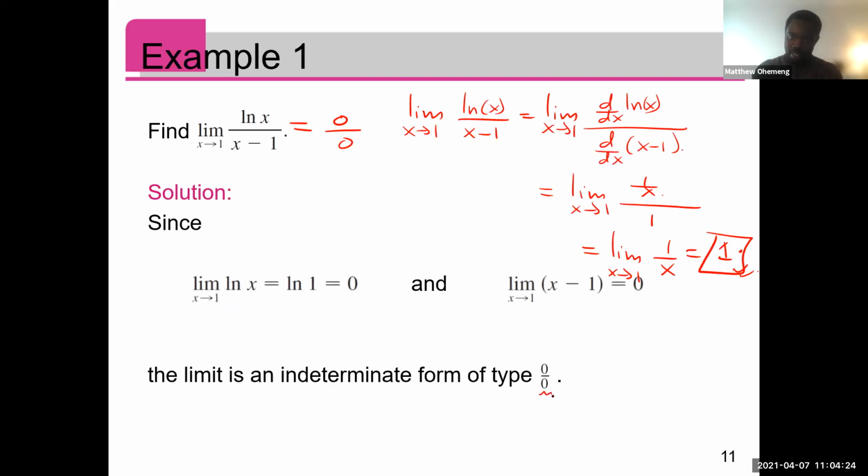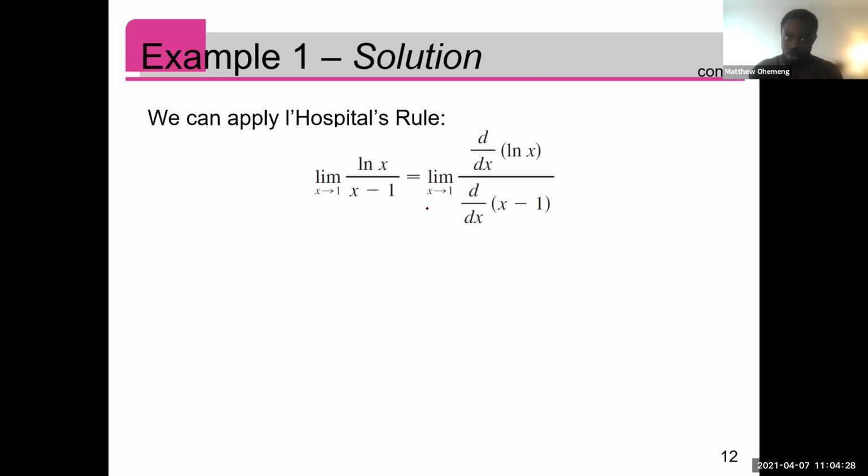So first, we know that this is an indeterminate form of type 0 over 0. And then you proceed to apply L'Hopital's rule: differentiate the numerator divided by the derivative of the denominator. And then you simplify, and then you plug in again. You get your answer.